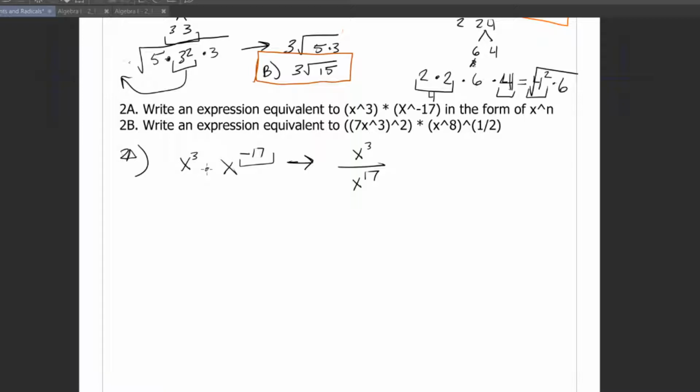Whenever you have exponents, and you know that x is the same here, you can simplify it such that these exponents are added or subtracted to one another. So x to the third times x to the minus 17 is the same thing as x to the 3 minus 17, which is the same thing as x to the minus 14, which is the same thing as 1 over x to the 14.